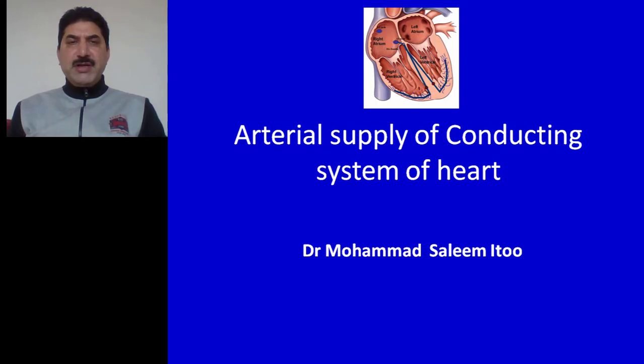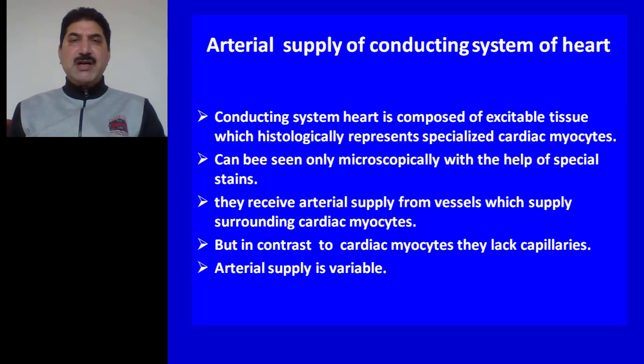Good morning, everybody. This is a short video on the arterial supply of conducting system of the heart. Conducting system of the heart is composed of excitable tissue, which histologically represents specialized cardiac myocytes. Conducting system of the heart cannot be seen. We cannot see conducting system of the heart on dissection table. It can be seen only microscopically with the help of special stains.